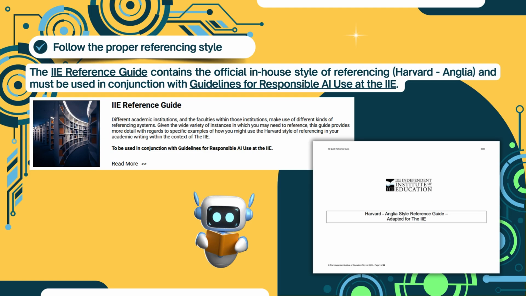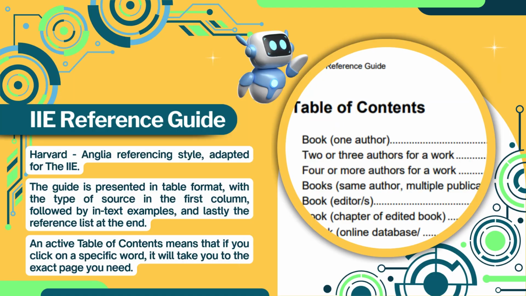The IIE Reference Guide contains the official in-house style of referencing, Harvard, Anglia, and must be used in conjunction with guidelines for responsible AI use at the IIE. The guide is presented in table format, with the type of source in the first column, followed by in-text examples, and lastly the reference list at the end. An active table of contents means that if you click on a specific word, it will take you to the exact page you need.